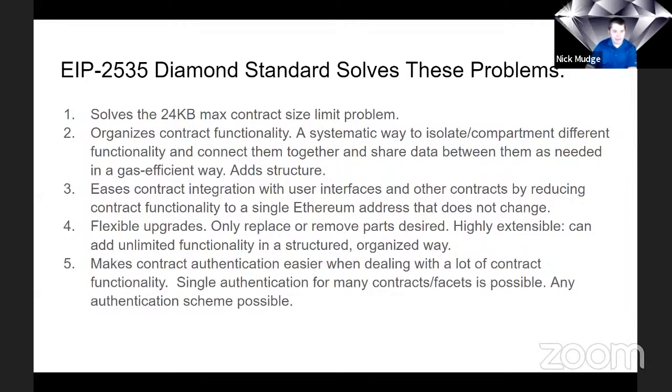Another thing I found is that the diamond standard helps ease integration with user interfaces and other contracts by reducing contract functionality to a single Ethereum address that does not change. When you're developing smart contracts, you need to give the addresses of your contracts to user interface designers or other people who want to interact with your contract. It's much easier to give them one address instead of five different addresses for different things. That's something I found useful.